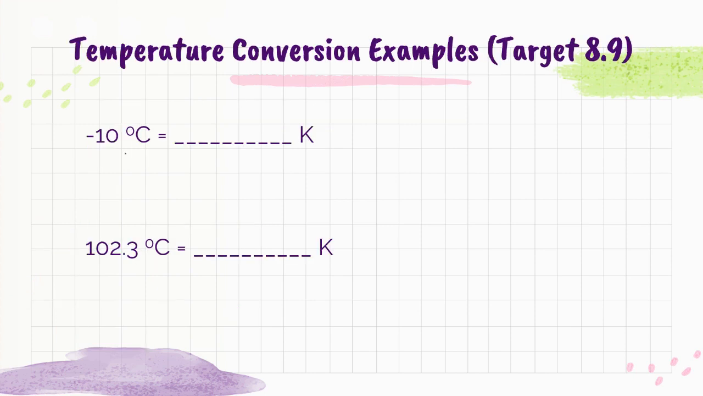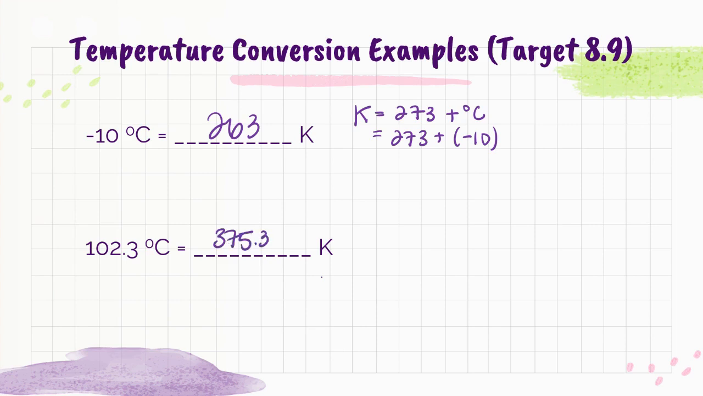If we want to go from Celsius to kelvins, that means we're looking for kelvins. So we can use kelvins equals 273 plus degrees Celsius. We plug this in, 273 plus negative 10. Well, that gives us 263 kelvins. If you feel comfortable, pause the video and check back after you're done to see that you got the right answer. Okay, same thing here. Try this one by yourself. You should end up with 375.3 kelvins. So again, it would just be 273 plus 102.3.